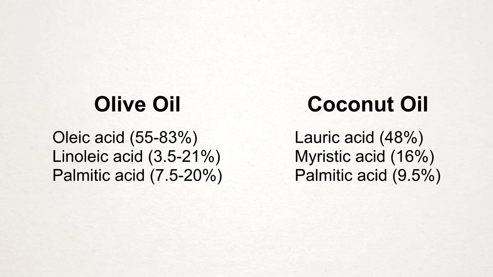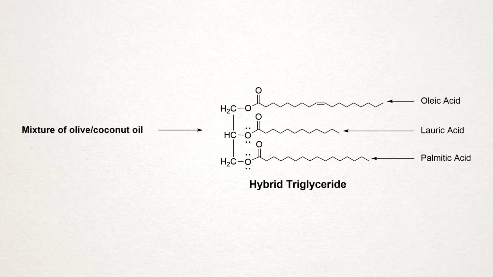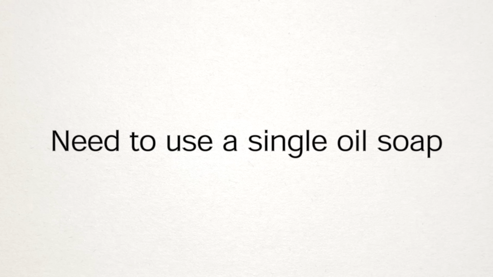For example, the major fatty acids that make up olive oil are oleic acid, linoleic acid, and palmitic acid. The major ones that make up coconut oil are lauric acid, myristic acid, palmitic acid, and a bunch of others. The triglycerides that would form from the reaction would be a mixture of all of these fatty acids. A lot of them would contain both lauric and oleic acid, so they'd be kind of a hybrid between the two oils. This would make the final product very hard to predict, and it would make things really messy and hard to purify.